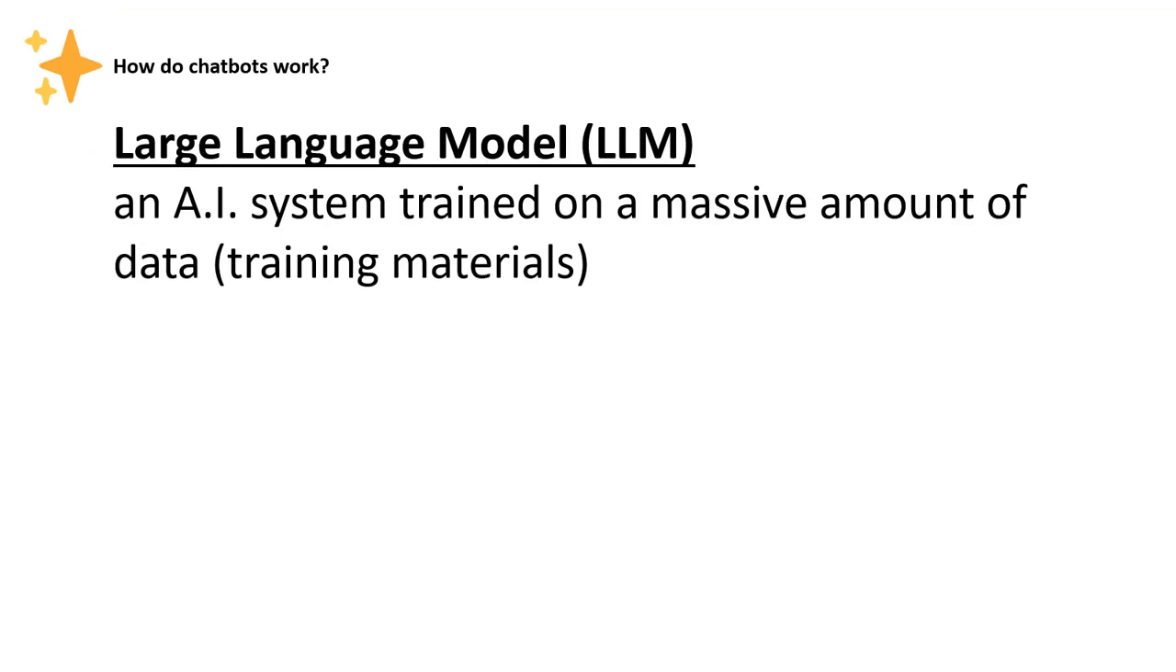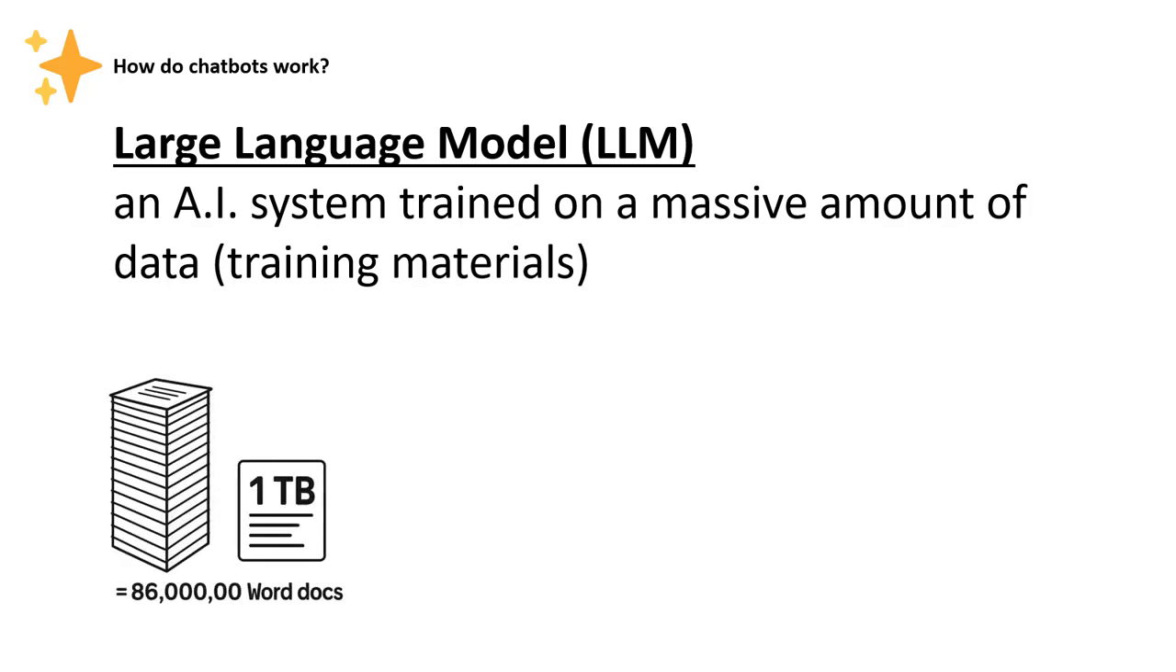Large language models, or LLMs, are AI systems trained on a massive amount of text-based data, or more simply, lots and lots of words. This body of data is referred to as the AI's training materials. Some models are trained with words and images, and training materials can be in multiple languages. Sets of training materials are incredibly large, sometimes many terabytes of information. Just 1 terabyte is equivalent to roughly 86 million Word documents.